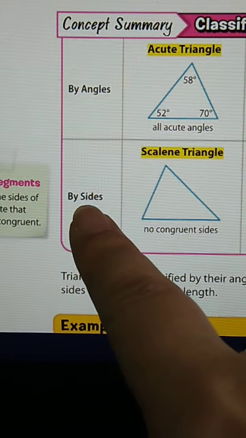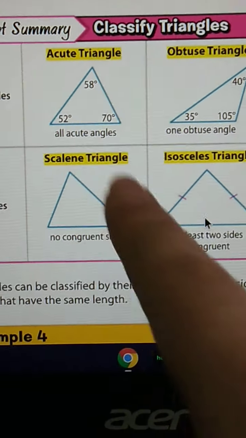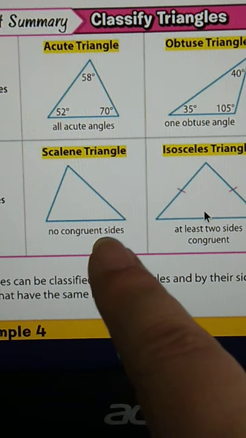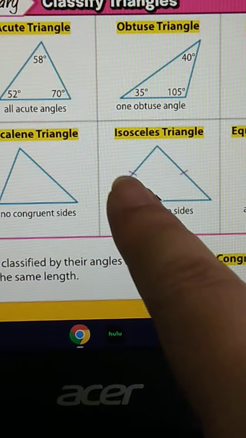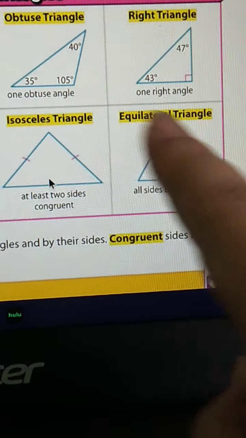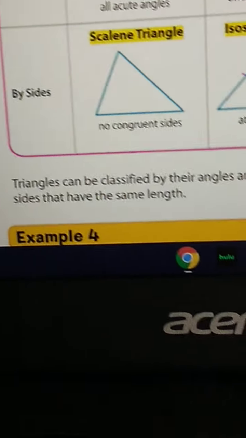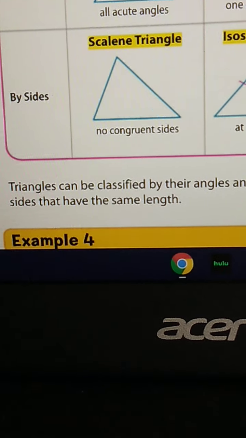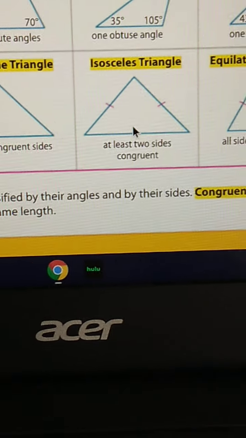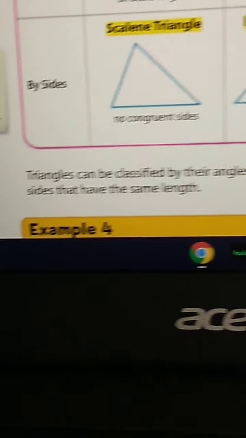If you classify them according to the sides that they have, you will have scalene triangles, where none of the sides are the same in measure. Isosceles is where you have two of the sides having the same measure, they're congruent. Or equilateral, where all three sides are congruent. They all have the same measure, same length. So these are two different ways. Triangles can be classified either by their angles or by their sides or both. And congruent sides are sides that have the same length.